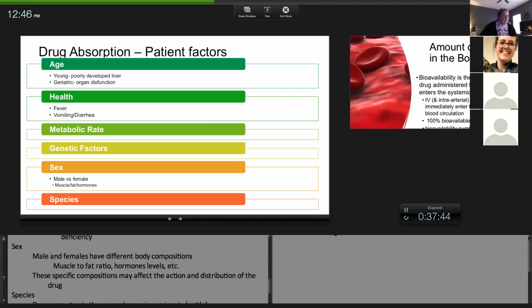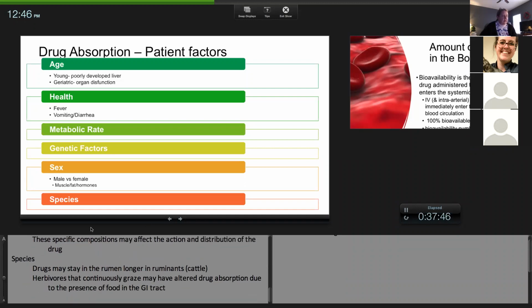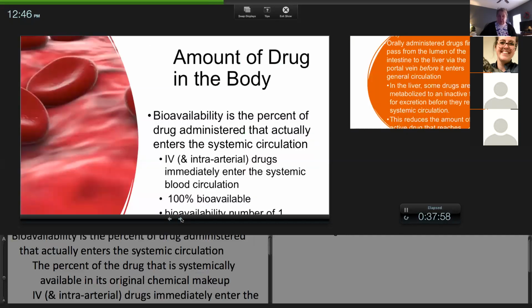I also talked about species differences. Remember we talked about horses and cats and opioids being more sensitive, maybe due to their opioid receptor numbers. So occasionally a species is going to have an effect.